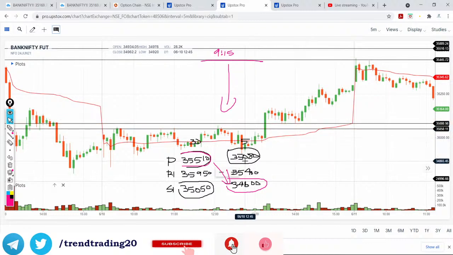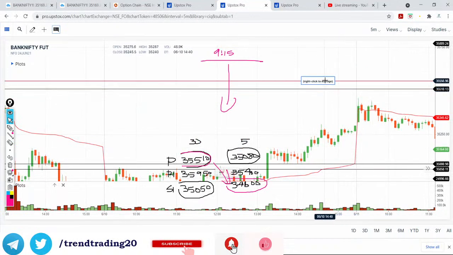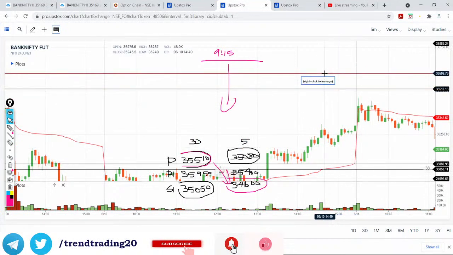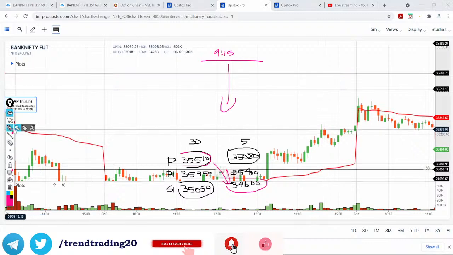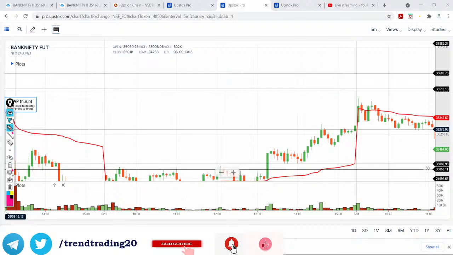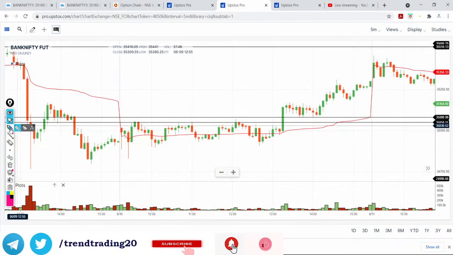This zone is marked. Now the next zone is 35,510 and 35,600. I need to push the chart slightly. 35,510 to 35,600, two zones. So the market is opening somewhere around 35,000. So this zone is too far away, so we will not consider it. What we will consider is only 35,050 to 35,080. This zone we are considering, right?